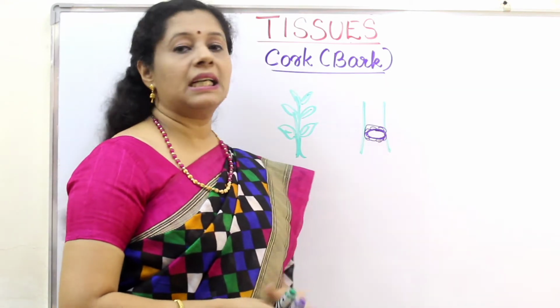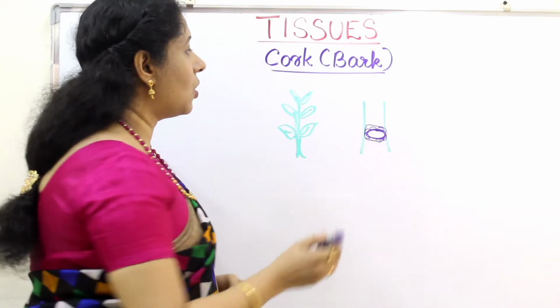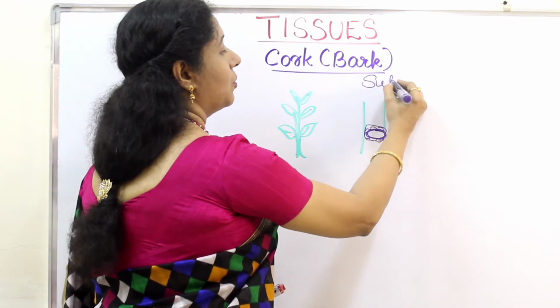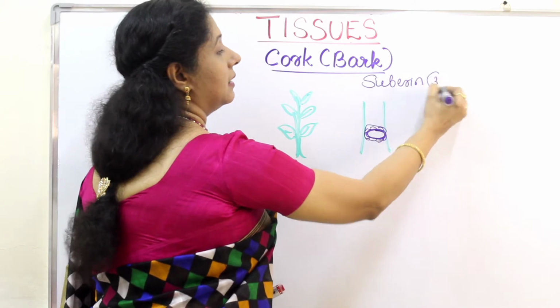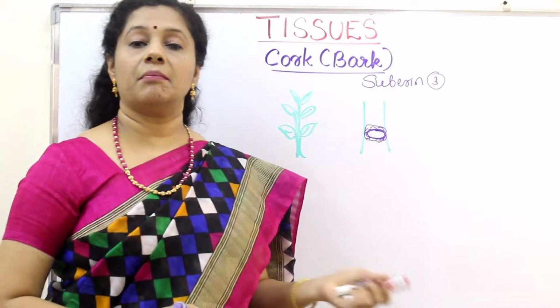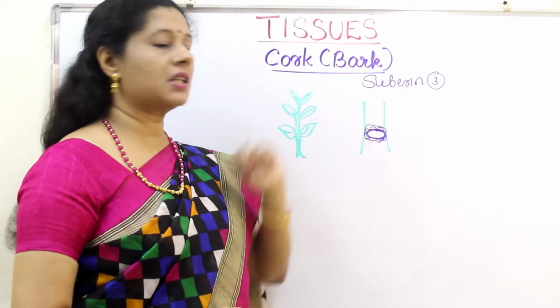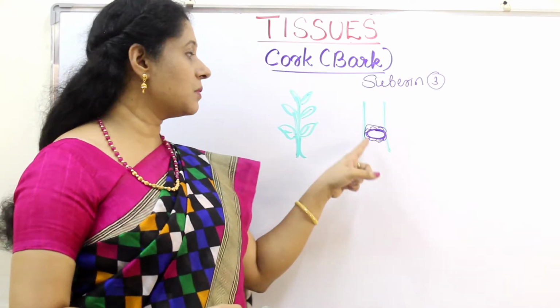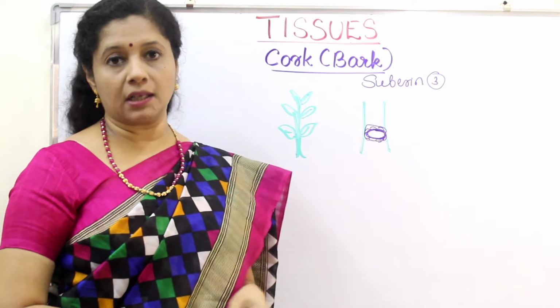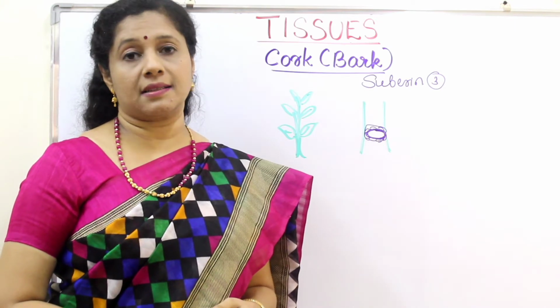Once this multi-layered structure is formed, it has a chemical called suberin. This is the third chemical we are studying, because in the previous video we learned two chemicals, lignin and cutin. So here comes the third one, suberin. Suberin is present in the cells of cork or bark to make it impervious to gases and water.